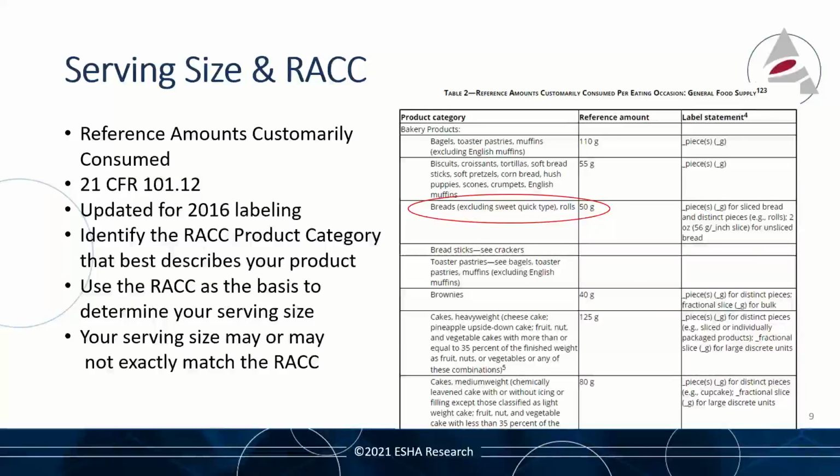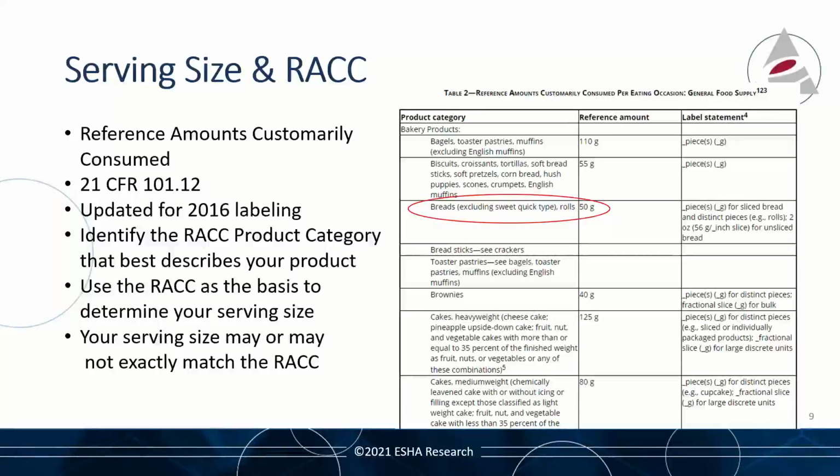The label statement column in this table indicates the consumer-friendly household measures that are used when expressing the serving size on the label. And in general, we express both the household unit as well as a metric unit on the label. Sometimes your serving size might match the reference amount exactly. Sometimes your serving size may be larger or smaller, and this may depend on the unit size that you produce and how you've portioned your products or what kind of container sizes you use.